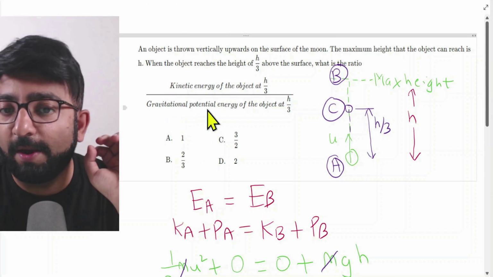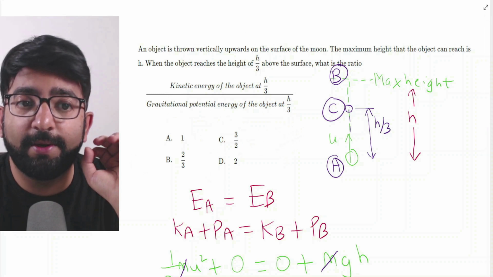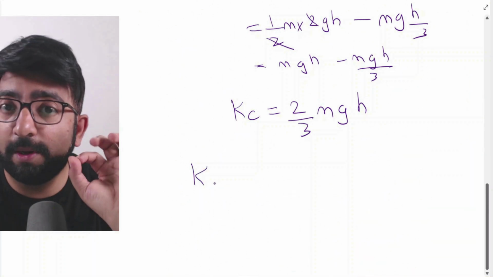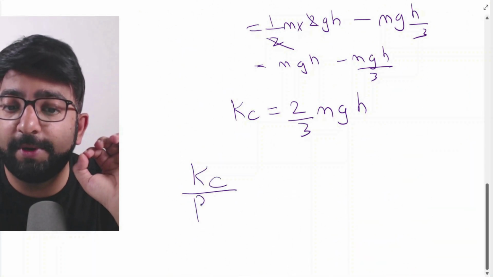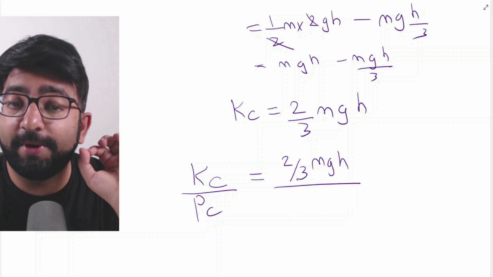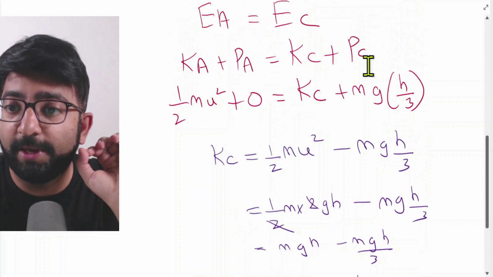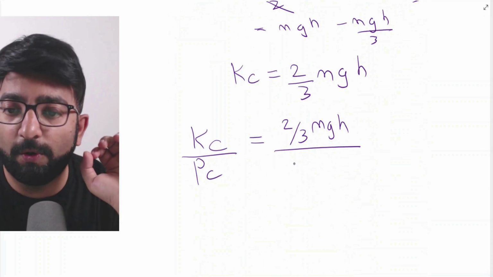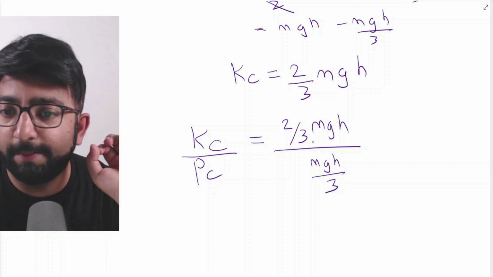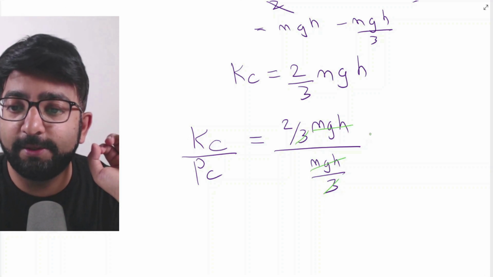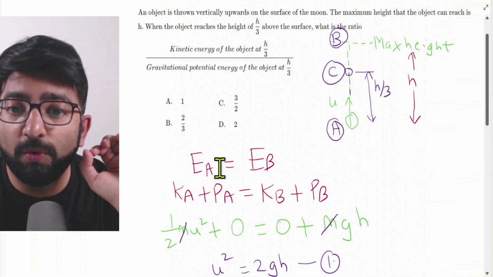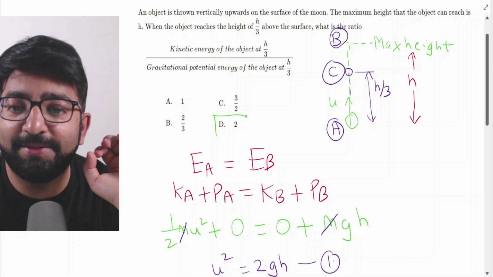Now going back to the question, we were supposed to find the ratio of kinetic energy at h by 3 with the gravitational potential energy at h by 3. So let's write down the Kc we have already found out. Kc is 2 by 3 mgh. We have to figure out the ratio of kinetic energy by potential energy. So kinetic energy we have just calculated is 2 by 3 mgh, and the potential energy at C will be this mgh by 3, which we had written earlier. So in the denominator, we will write mgh divided by 3. And now if we just simplify this, mgh gets cancelled out. The 3 also will get cancelled out, and we will get the ratio as 2. Now, if we go back to the options, 2 exists in option D, and that is the answer to this question.